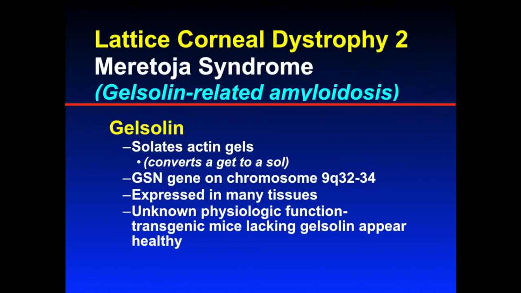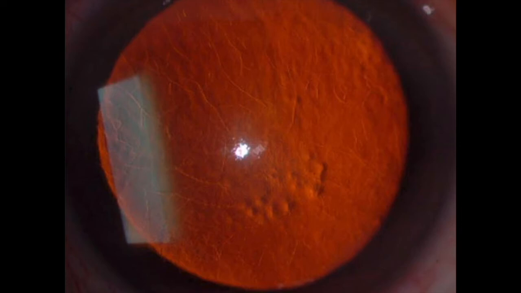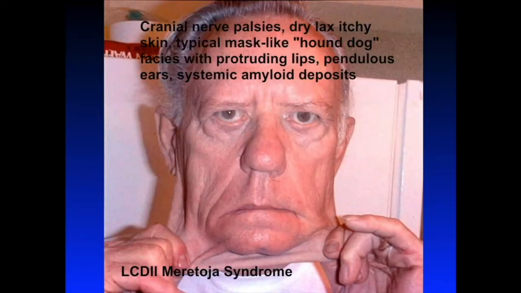Meretoja syndrome is a systemic disease. It once was called lattice corneal dystrophy type 2. This is caused by mutations in the gene for gelsolin, the GSN gene, which is involved in actin metabolism. This is a photograph showing very inconspicuous lattice-like lines in a case that was posted on the IC3D website. This is a systemic disease. The patients have cranial nerve palsies. They can have dry, lax, itchy skin, mask-like hound dog facies with protruding lips, pendulous ears, and they can have systemic amyloid as well.